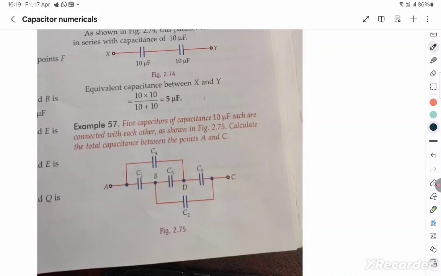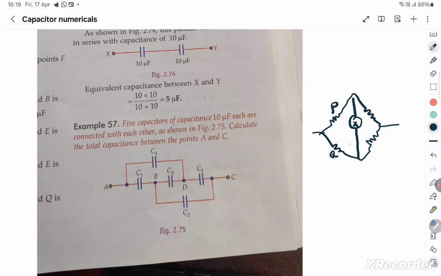I've taught you Wheatstone's bridge, and I'll just recap that in the next lesson. When I teach you, I'll draw resistors like a diamond-shaped resistor with a galvanometer which acts as another resistor across, and if the resistor ratio P by Q is equal to R by S, then there will be no current flowing through this galvanometer, making P and R in series and Q and S in series. So this is similar to that.